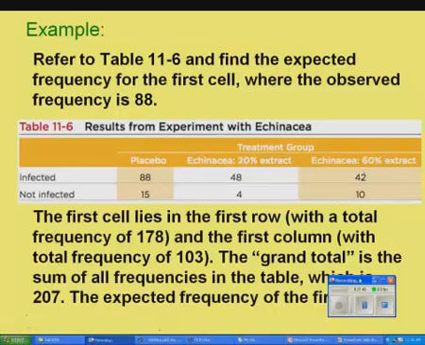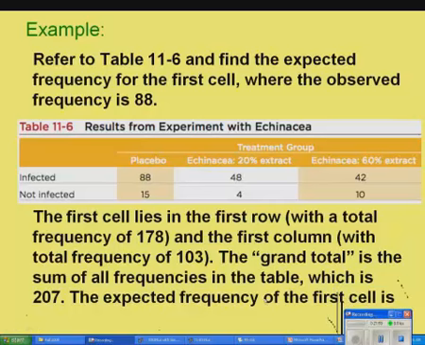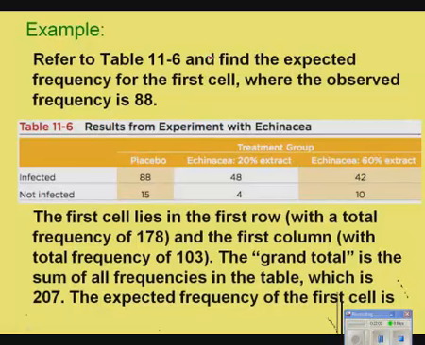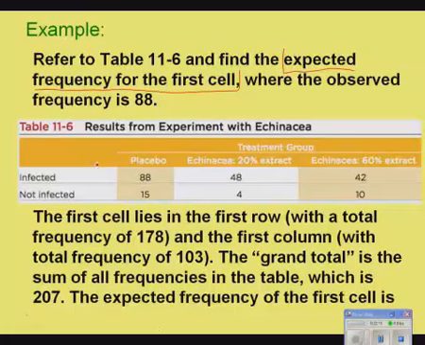Now, what does it say? It says the first cell lies in the first row with a total frequency of 178 and the first column. What they're doing here is just saying, hey guys, do you know how to find what we call the expected frequency for the first cell? Okay, so let's see. It's 88, but now what you want are these totals.